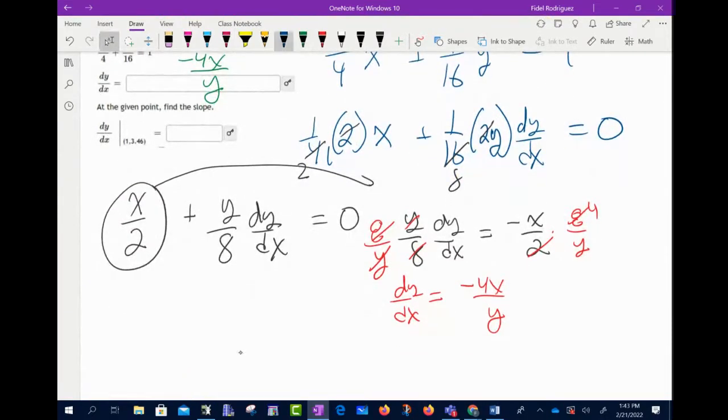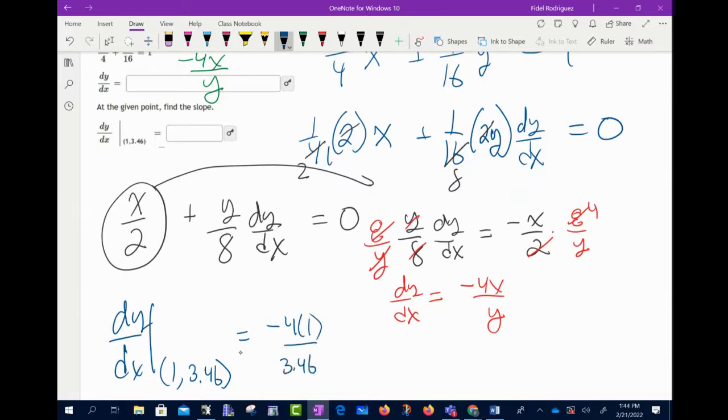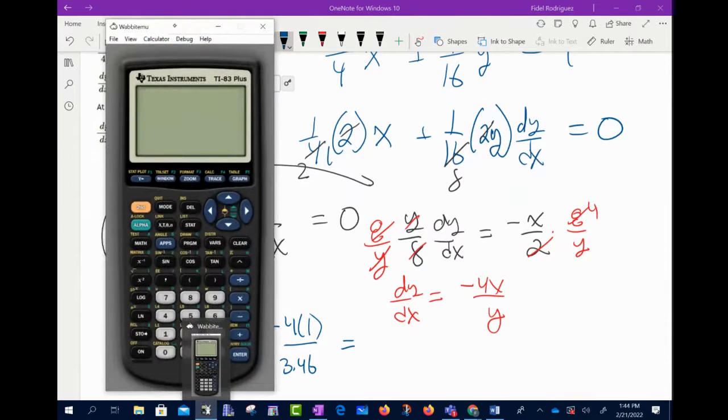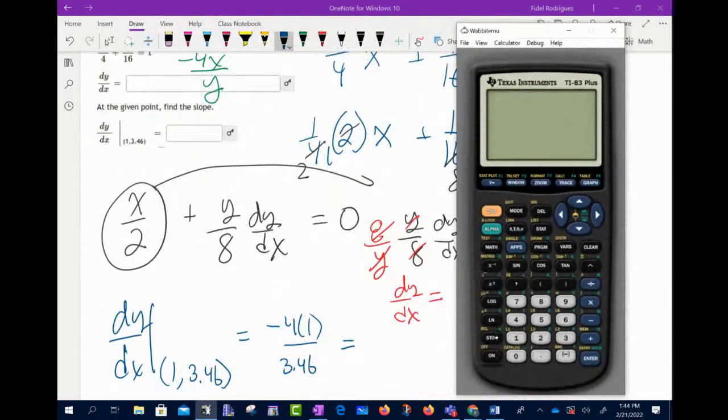Okay, and then the last step here, y'all, we're just evaluating it at that particular point, right? Evaluating it at 1 and 3.46. So that's going to be a negative 4 times 1 over 3.46. I don't know what I'm going to get, some kind of decimal. Let's see, negative 4 over 3.46. And I'm coming up with like a negative 1.1561 if I go to 4 decimal places.